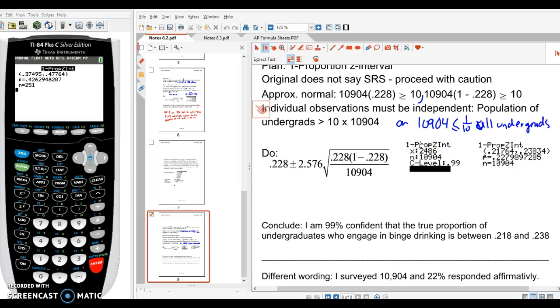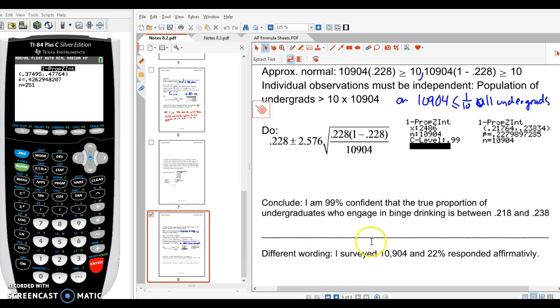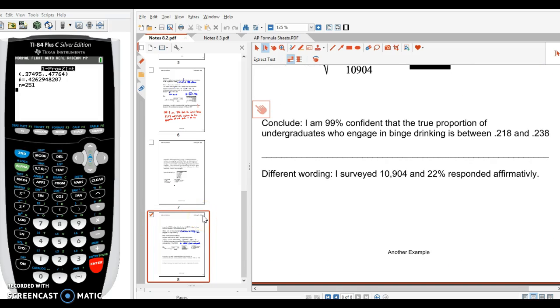Notice that in the 1 proportion z interval shortcut, the x is the number of students who binge drink out of the 10,904. This is a decimal value. If you type in 0.228 times the 10,904, you need to round that to the next whole number. The calculator does not like decimals in the x value here. Then you would say, I am 99% confident that the true proportion of undergraduates who engage in binge drinking is between 21.8 and 23.8 as proportions, or you can write those as percents. Okay, and just ignore the different wording part. We did not talk about that in class.